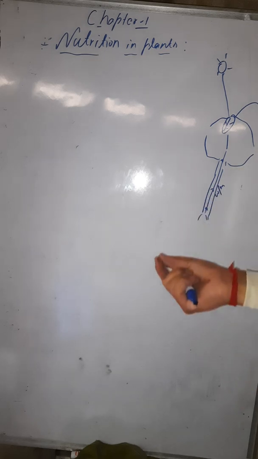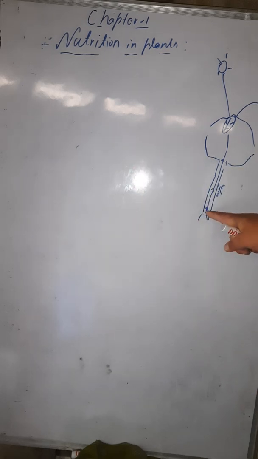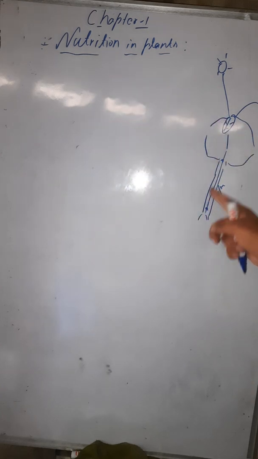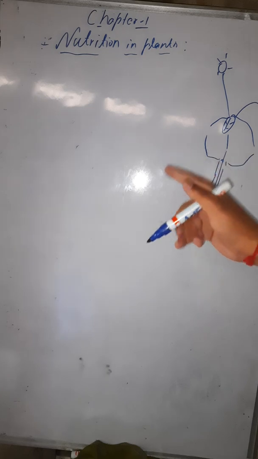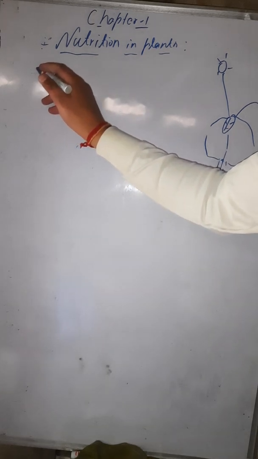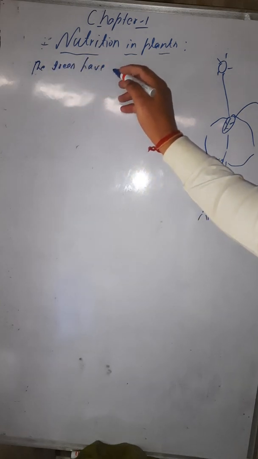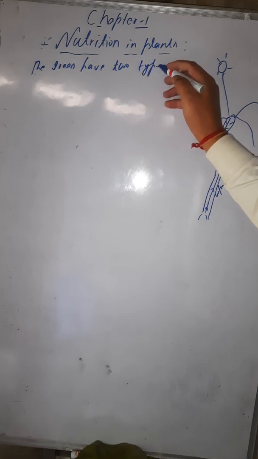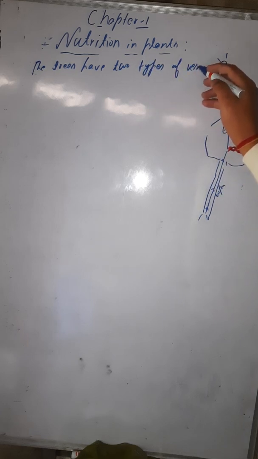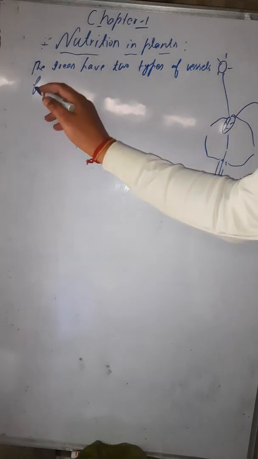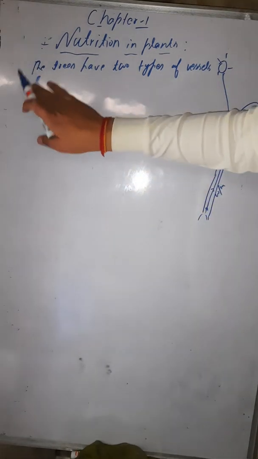So for these two things we have special vessels. Through one vessel, the water and minerals will go up, and through some other vessels, the food which has been produced there will be supplied to the roots and other parts also. So you have two types of vessels present here. You can write here, the trees have two types of vessels.